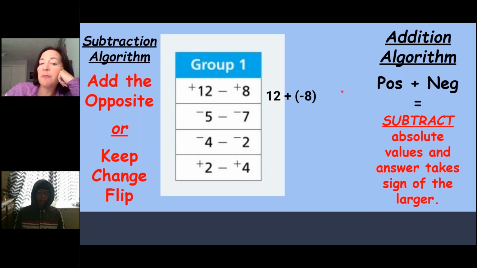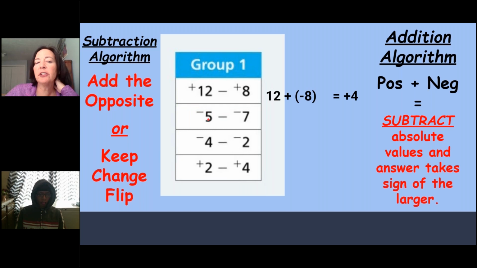4 would be 12 minus 8, but it's going to keep the sign of the larger absolute value. Which number is farther from 0? The +12 or the -8? The +12. Nice. So it's actually a +4. These are very tricky.